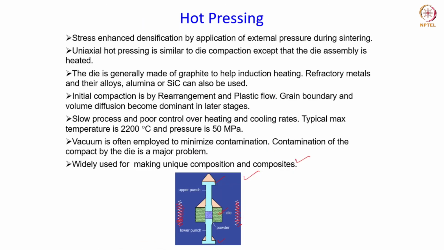So in this class, we primarily talked about the different methods of hot consolidation for achieving full density. We started with hot pressing, and we talked about uniaxial hot pressing, which is very similar to the uniaxial die pressing that we have talked about before, but in this case, heat is also applied simultaneously for better densification when the powder is being pressed in the die.